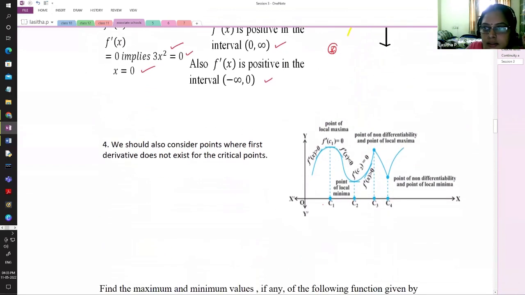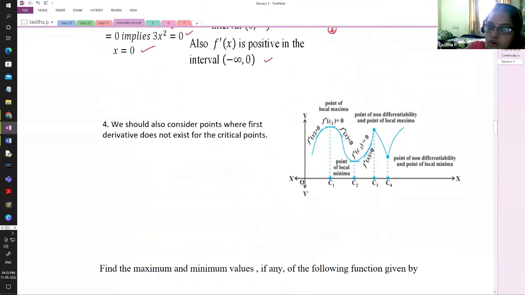And then there may be maximum minimum may occur at the point where the first derivative doesn't exist. So these are all the points where a unique tangent doesn't exist. Slope may vary, but that case also we have to consider for the maximum and the minimum.